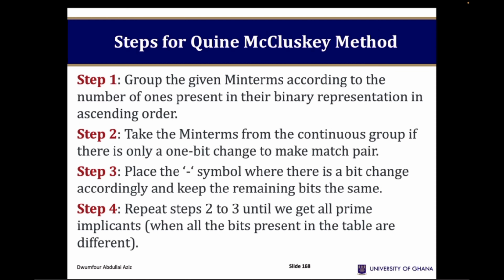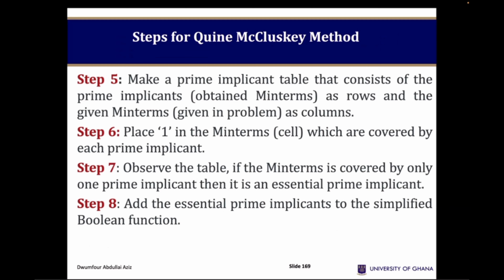Step 2 says, take the mean terms from continuous group if there is only one bit change to make a match pair. Place the dash symbol where there is a bit change accordingly and keep the remaining bit the same. Okay, so we are going to do step 2 and step 3, right? So step 2 says that take the mean terms from continuous group if there is only a 1 bit change to make a match pair. So what does this mean?